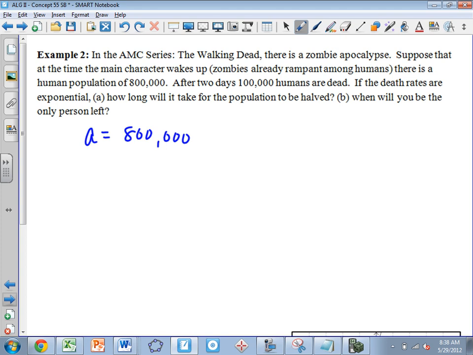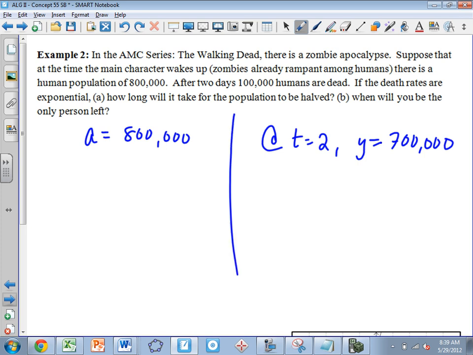At time equals 2, what is the value of the function? 700,000. Why? Because you lost 100,000. What did you start with, guys? 800,000. So you know at t equals 2, y equals 700,000. That's the other thing you know. You know those two things right now, and that's it. You know that it's exponential decay, if death rates are exponential.